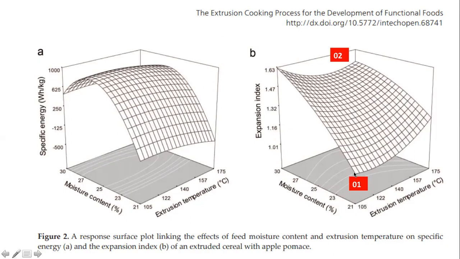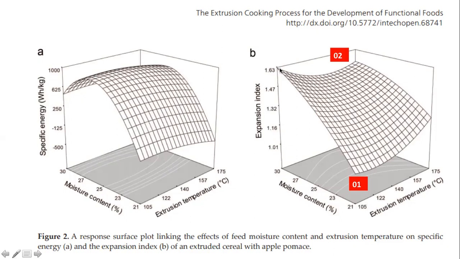Expansion index has been increased. So we can conclude that at low moisture content, when we increase the temperature, what happened to the expansion index? It is also increasing. When we increase the temperature while maintaining the low moisture content, meaning low water content, what happened? Expansion index also increased. Right? Number one.